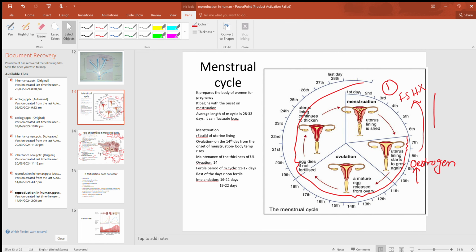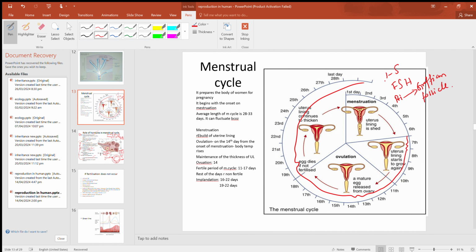Now let's fill this cycle with the hormone. During menstruation, FSH has nothing to do with menstruation, but FSH matures the primary follicle to Graafian follicle. Okay, primary to Graafian follicle. This is the role of FSH. So on the 1st to 5th day of the menstrual cycle, there will be FSH, and after that, from 6th to 12th days, which hormone will secrete?